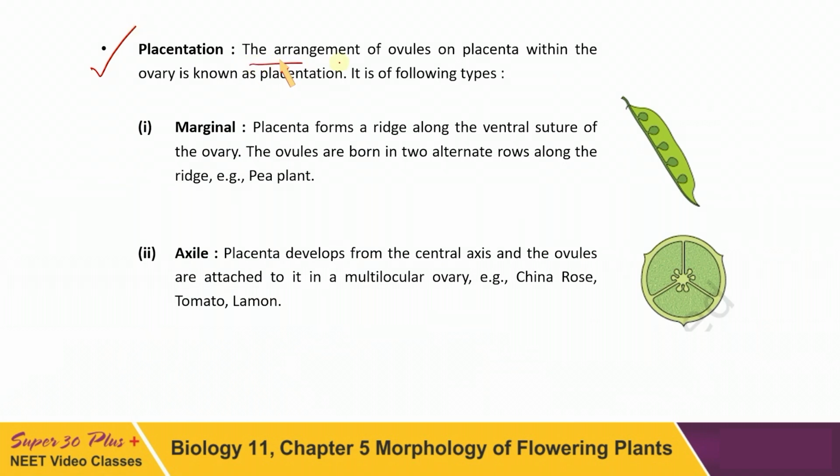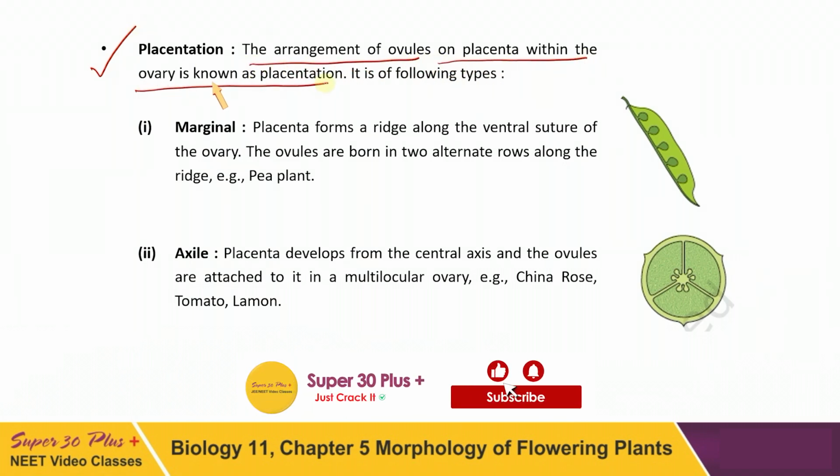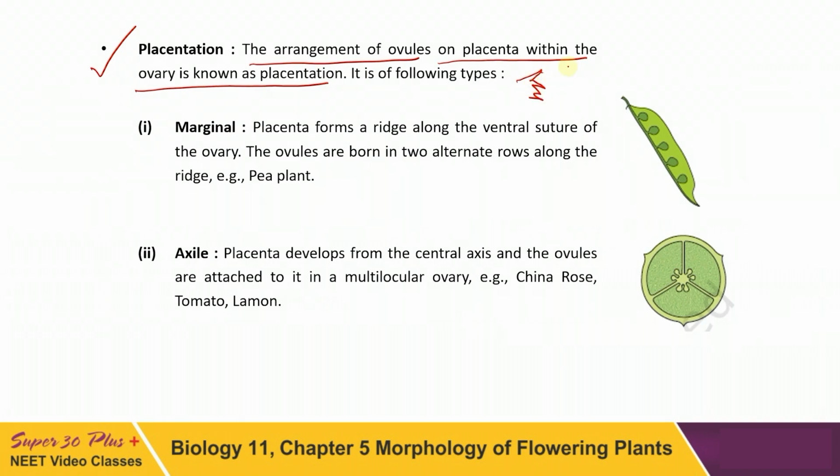That is, arrangement of ovules on placenta within ovary is called placentation. Before we proceed to different types of placentation, you all have seen the pea fruit. This is the pea fruit here. You all have seen the pea fruit.